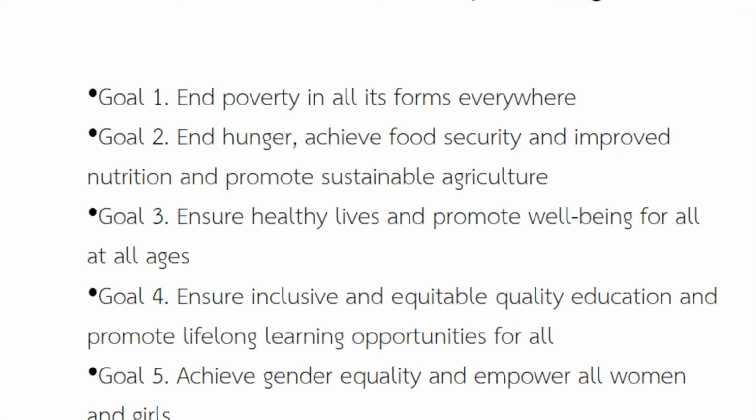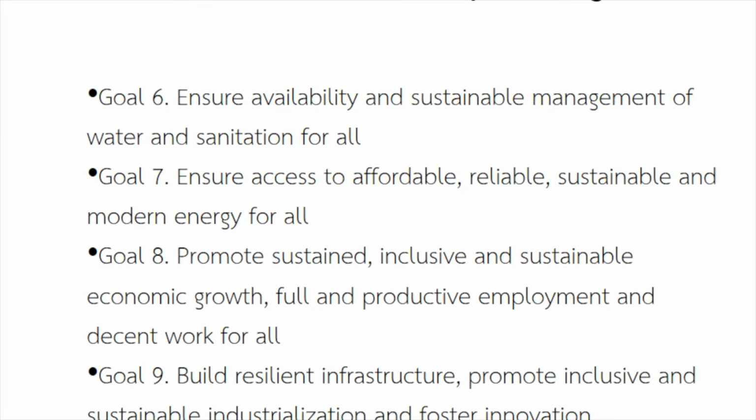And goal number 5 is to achieve gender equality and to empower all women and girls. So this is about giving women and girls the same opportunities that men and boys have in their lives in general, in their education, in their opportunity to find a well-paid job, and so on.